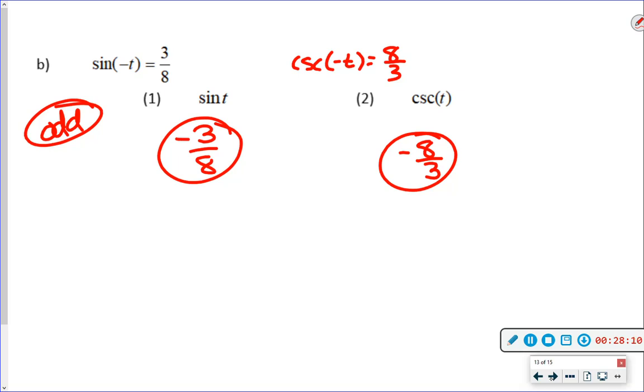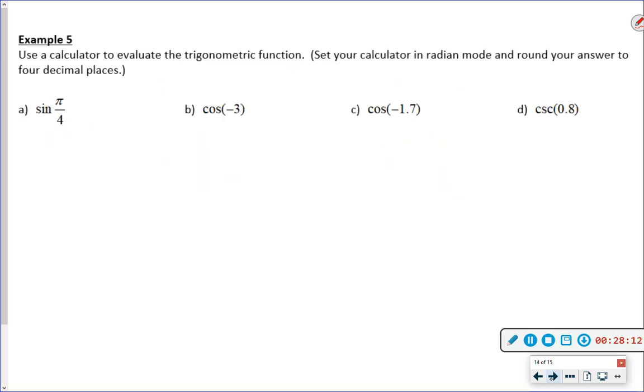Okay, last thing, some calculator stuff. Get your calculators out. Now, notice, it says use your calculator, set it to radian. Eventually, they're going to have some degrees, some radians. Take a look at these. Do you see a degree symbol anywhere on the slide? Sure don't. That's why your mode's going to be in radians.